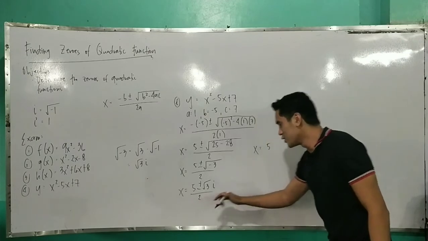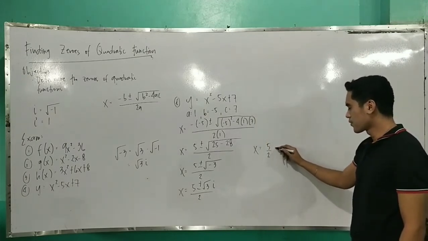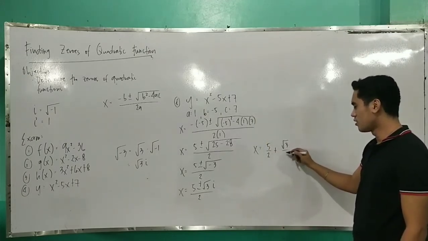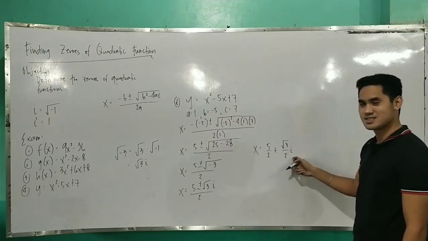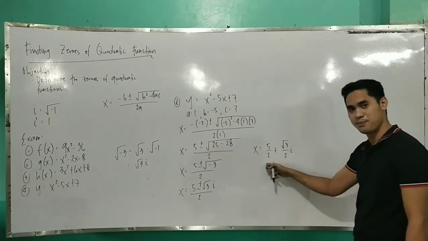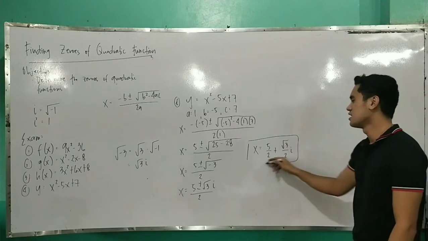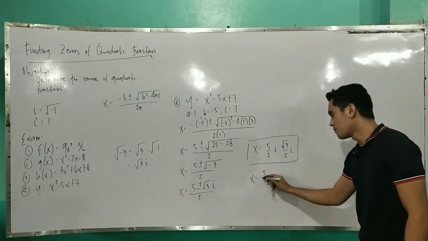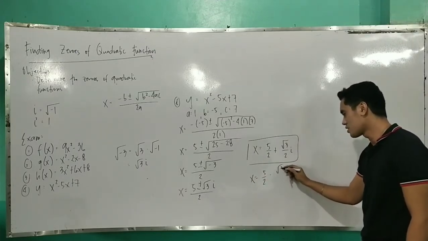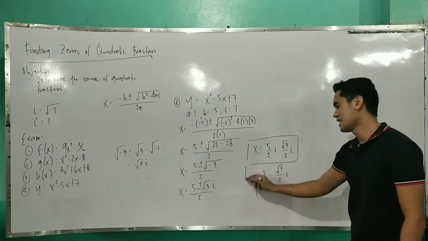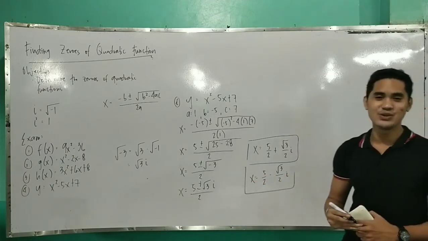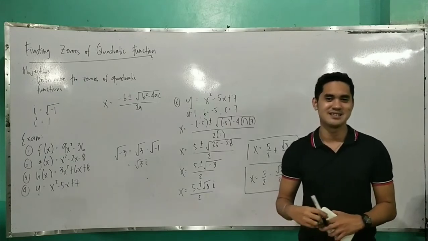So, separate ko na lang din yung 2. So, 5 over 2 plus square root of 3 over 2 i. Sineparate ko, since isa lang naman, para mas maganda siya tingnan. Next, ang isa pa, 5 over 2 minus square root of 3 over 2 i. Ayan. So, bale, yun na yung quadratic formula natin.